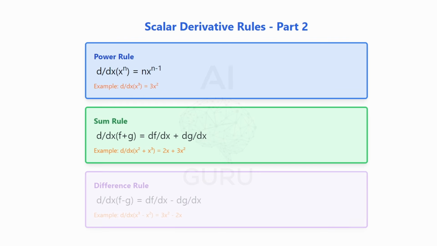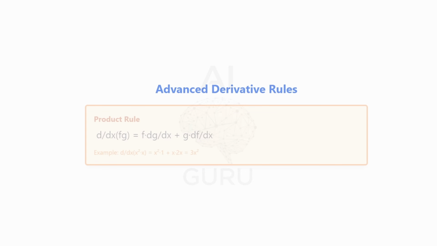Okay, so that's the basics. Now let's layer on the complexity that networks actually use. We've got nested functions, functions multiplied together. That brings us to the product rule. Right. When you multiply two functions, let's call them f and g, the derivative is f times the derivative of g plus g times the derivative of f.